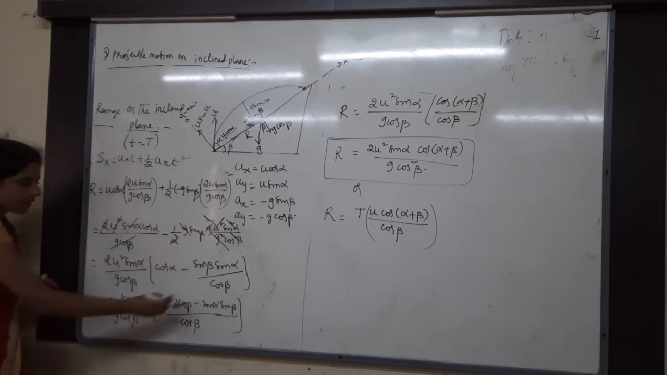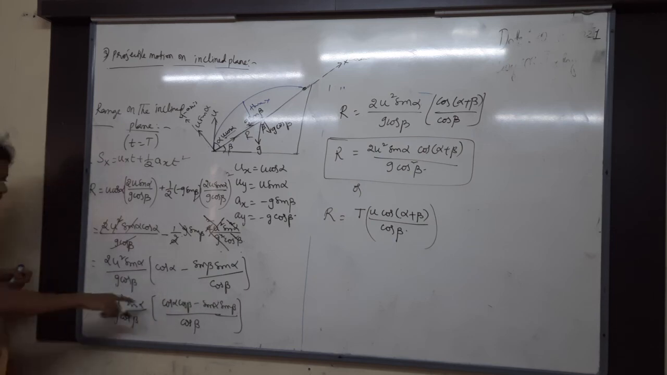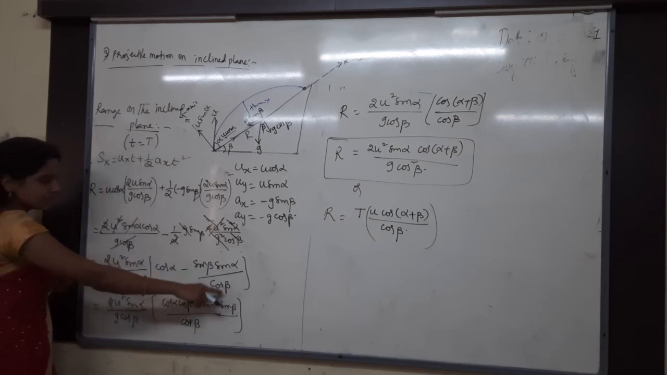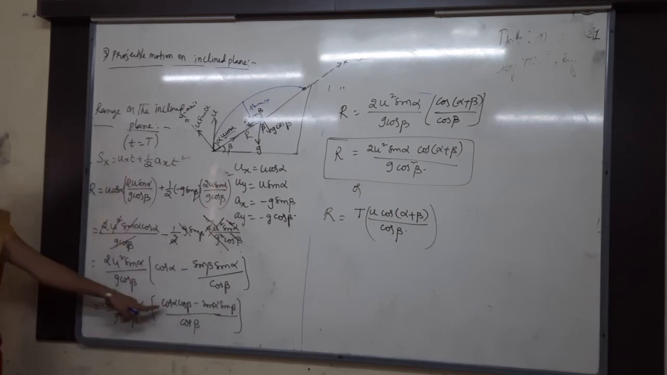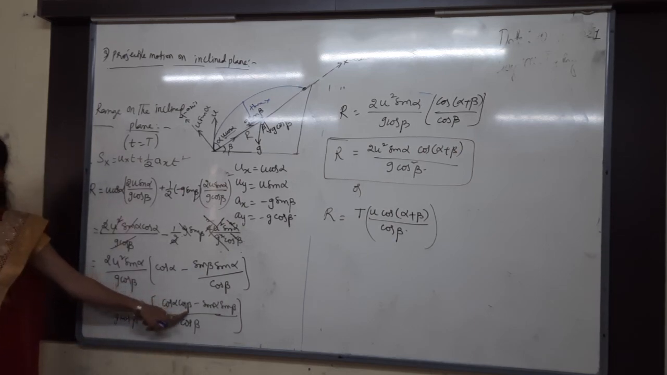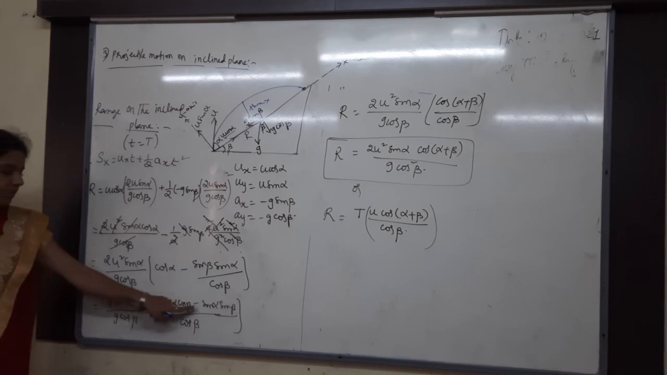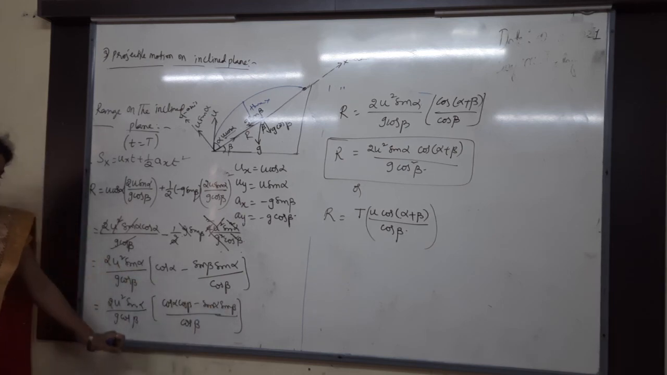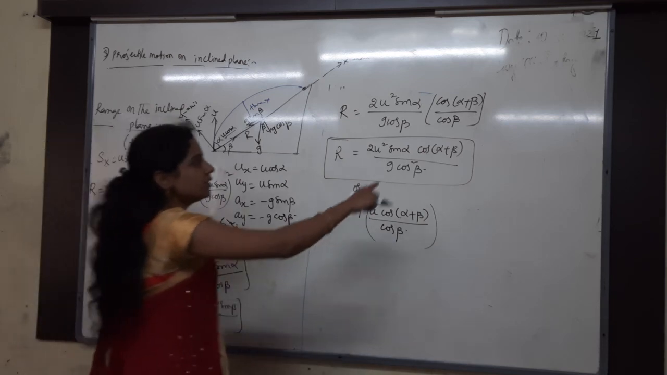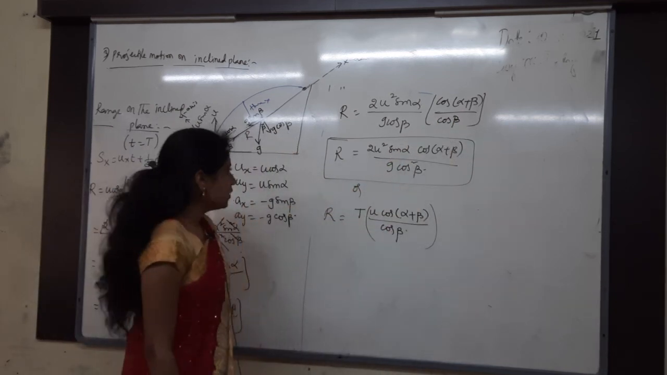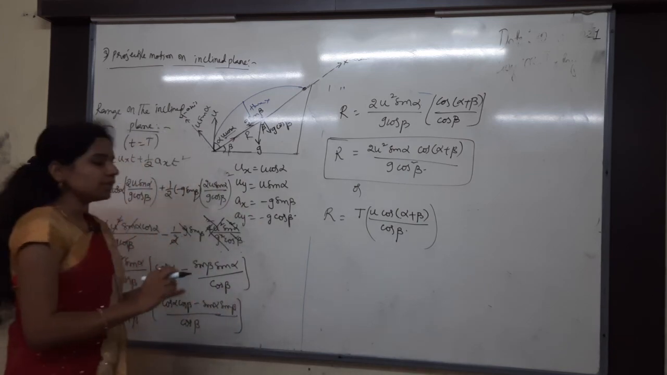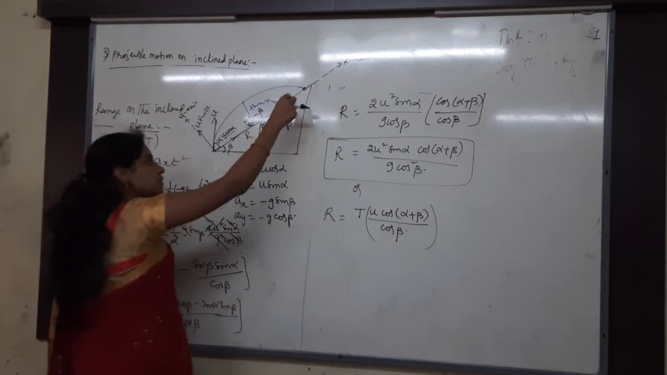Then from that again I am taking cos beta as LCM: cos alpha cos beta minus sin alpha sin beta, and that divided by cos beta. This is in the form of the cos(A+B) formula: cos A cos B minus sin A sin B. So what can I write here? Cos(alpha plus beta) by cos beta. That is a simple thing.